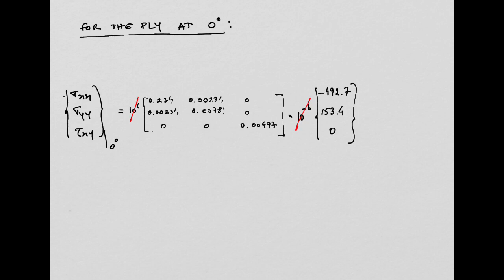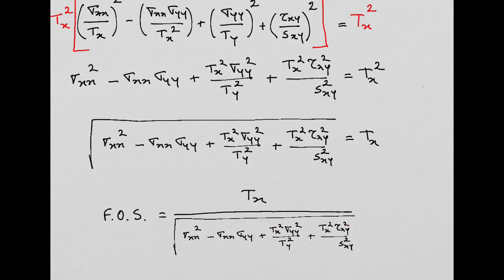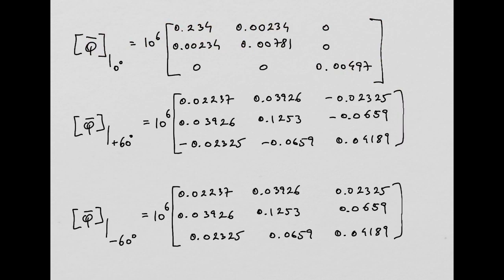Now this is for the ply at plus 60 degrees. The only thing that is going to change is the stiffness matrix of this ply. So this is going to be for the plus 60 degrees. We need to get that stiffness matrix from this one here in the middle, which we calculated before in part A.